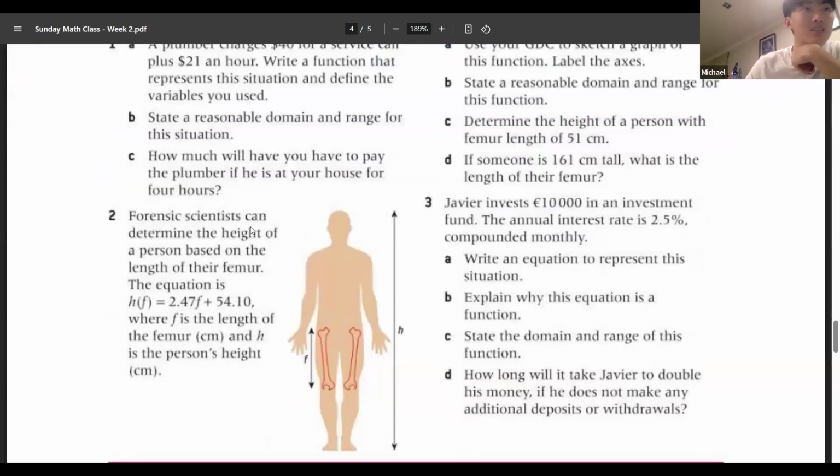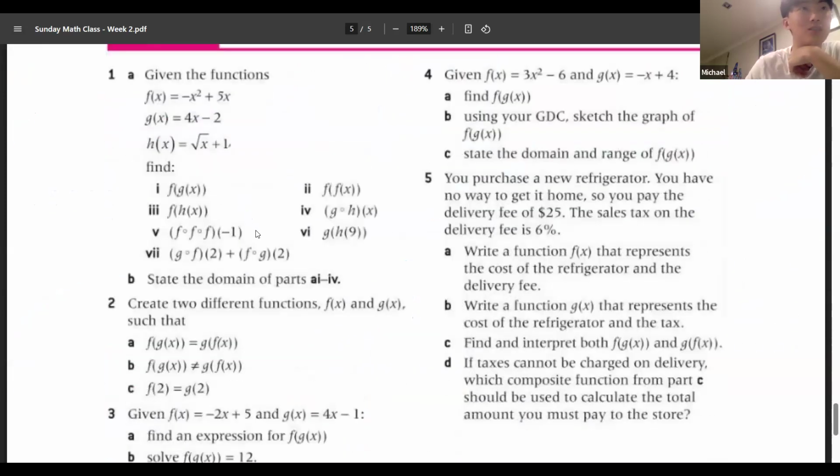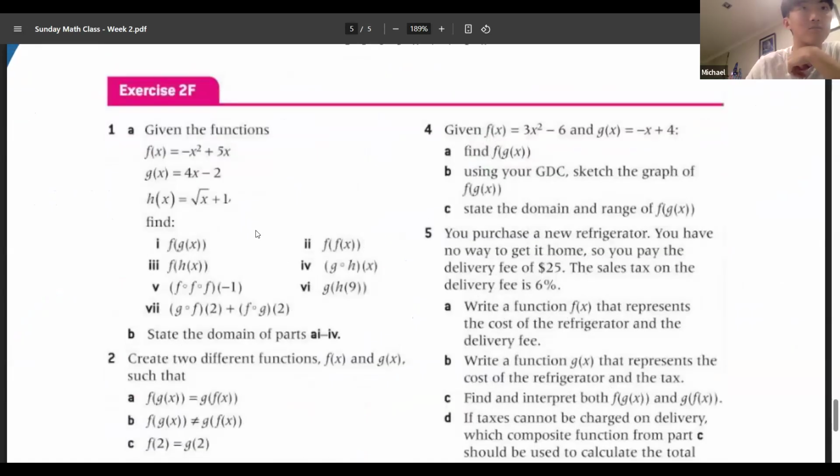All right, let's skip all of this. Let's do some fun ones. So this is the part where we do the thinking rather than the reading. All right, given the functions f, g, and h, find f of g. All right, I'm gonna see if I can do something like this.